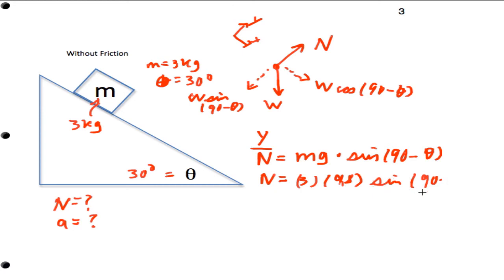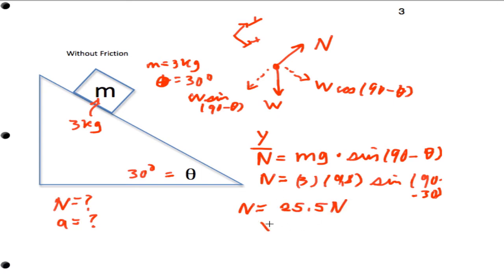Whoops, running out of space there. And so when I do this math, this is actually going to work out to the normal force is 3 times 9.8 times the sine of 60. And that's going to actually work out to about 25.5 newtons.